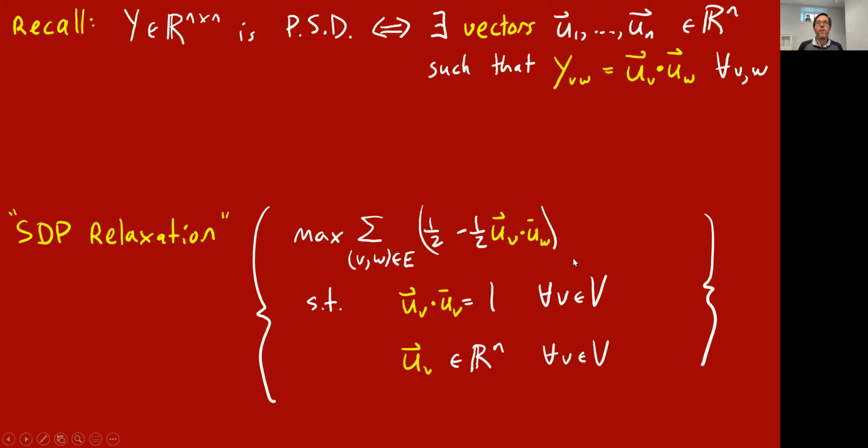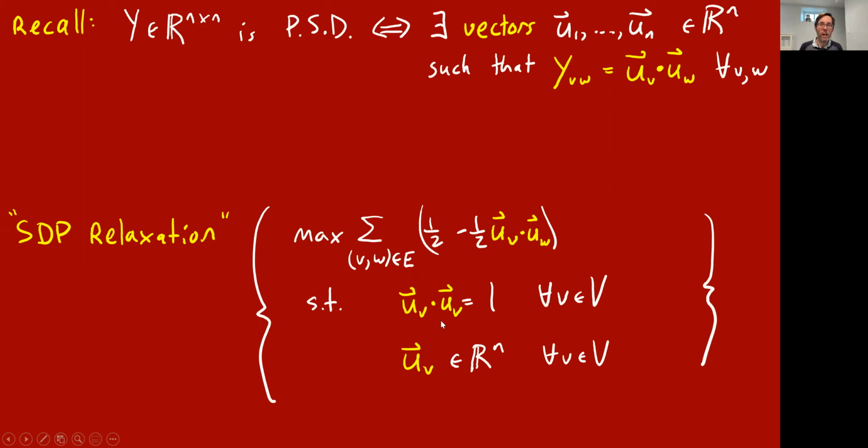So let me just make a few changes of notation. Instead of writing y sub vw down here and insisting that the matrix of y's is positive semi-definite, I'll just use this equivalent constraint about positive semi-definiteness. So this maximization problem is now maximizing over vectors, one vector per vertex in the graph. So we're given the graph, and this program is now to find vectors, one vector for each vertex in the graph. And what are the constraints we have?